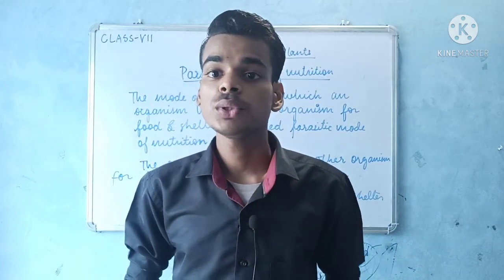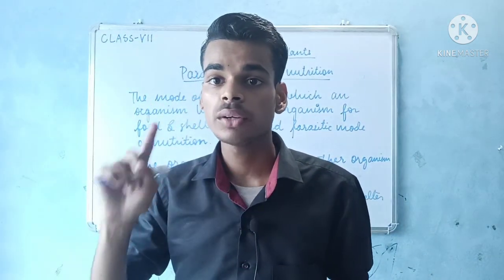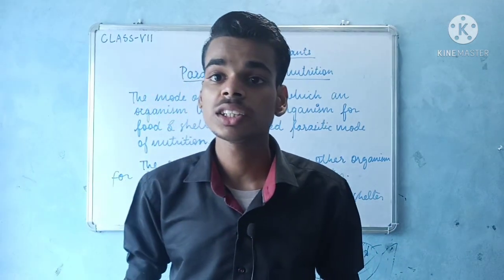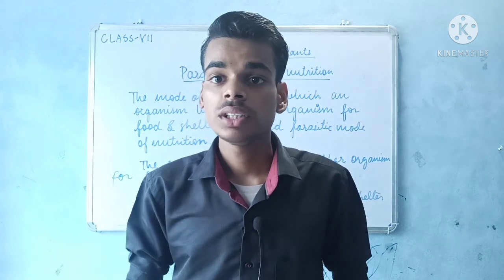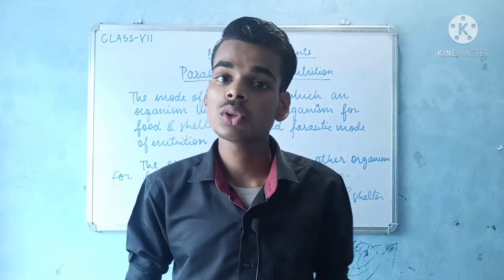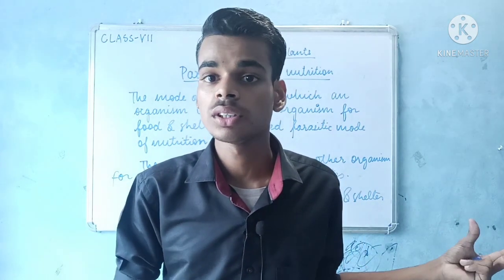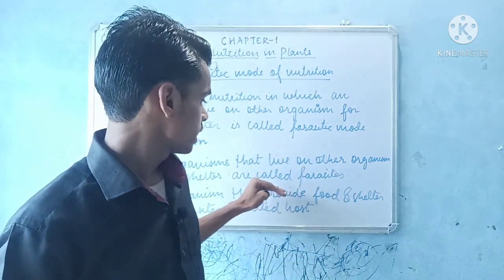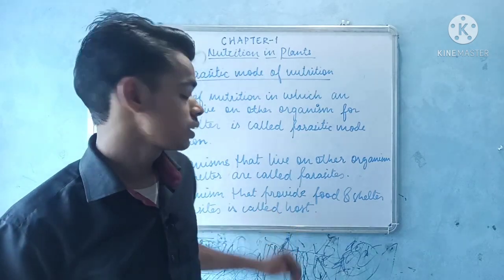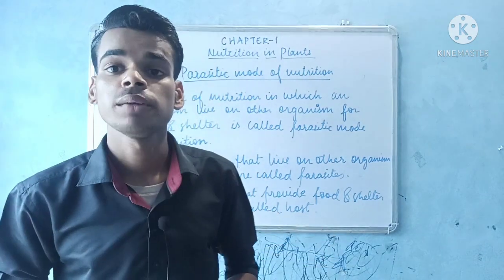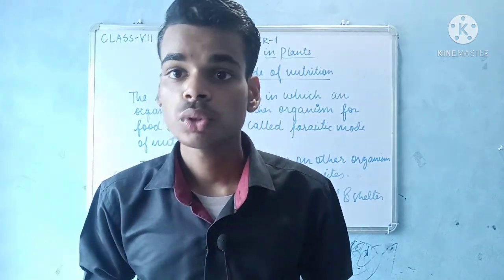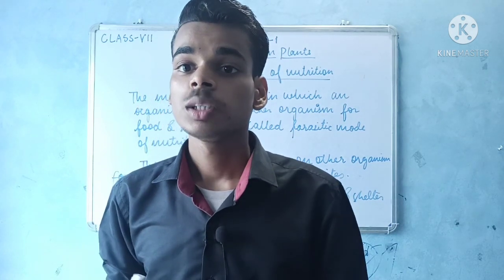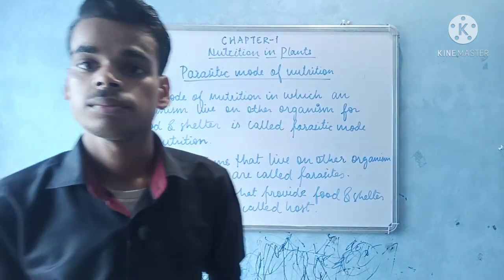So the main difference between the parasitic mode of nutrition and symbiotic relationships is that the symbiotic relationship is a relationship for mutual benefit. In that relationship, both organisms get benefited from each other. But in the parasitic mode of nutrition, one organism is getting benefited and the other organism, the host, does not get any benefit from the parasite.